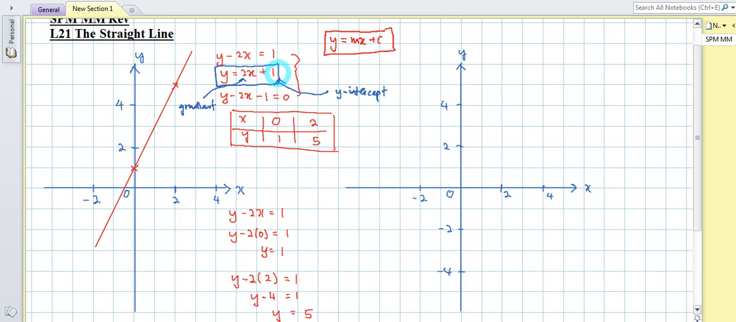So from here we know that the y-intercept is 1. Okay, you see? Correct, right? This is 1. This is y-intercept. Okay, let's go to the second one.